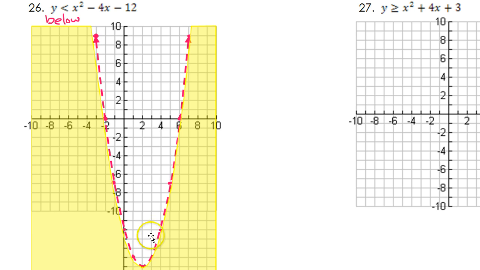Now, there's another method other than the above-below method for deciding where you should shade. So I'm just going to mention that. And that's the test point method. You pick a test point. I usually use 0, 0 as my test value. You pick a test point and plug it into the equation. It will either make a true statement or a false statement. If it makes a true statement, then it's a solution. And everything else where it is will be a solution.